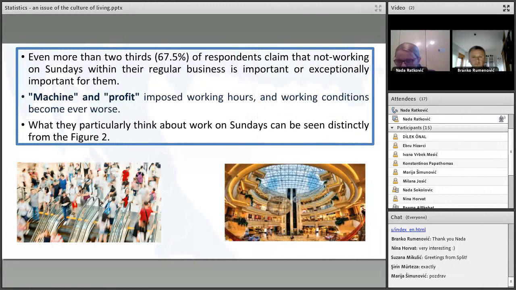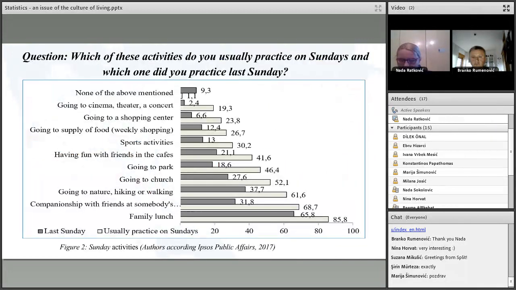So, even more than two-thirds, 67% of respondents claim that not working on Sundays in our regular business is important. Machine and profit. So, those two words, machine and profit, imposed working hours, and working conditions become ever worse. What they think about work on Sunday, we will see on figure 2.